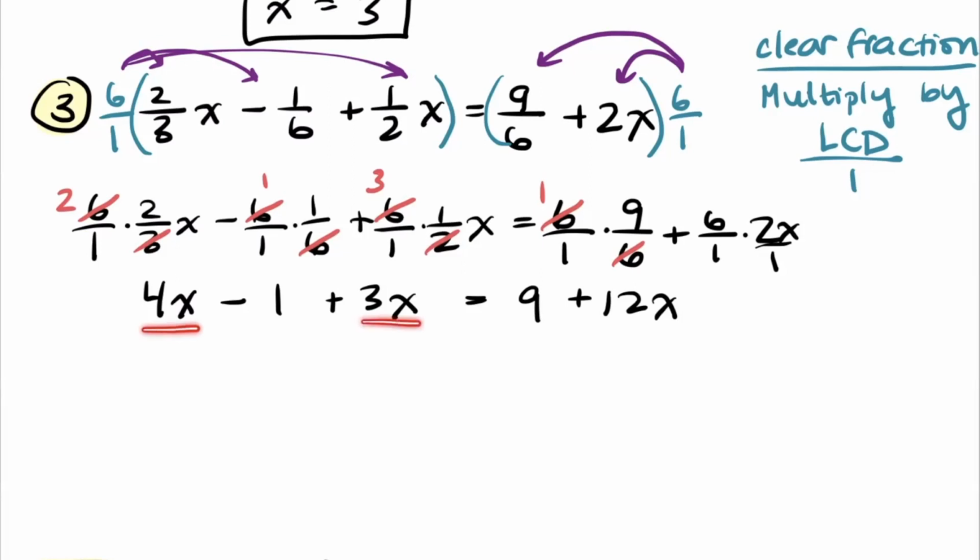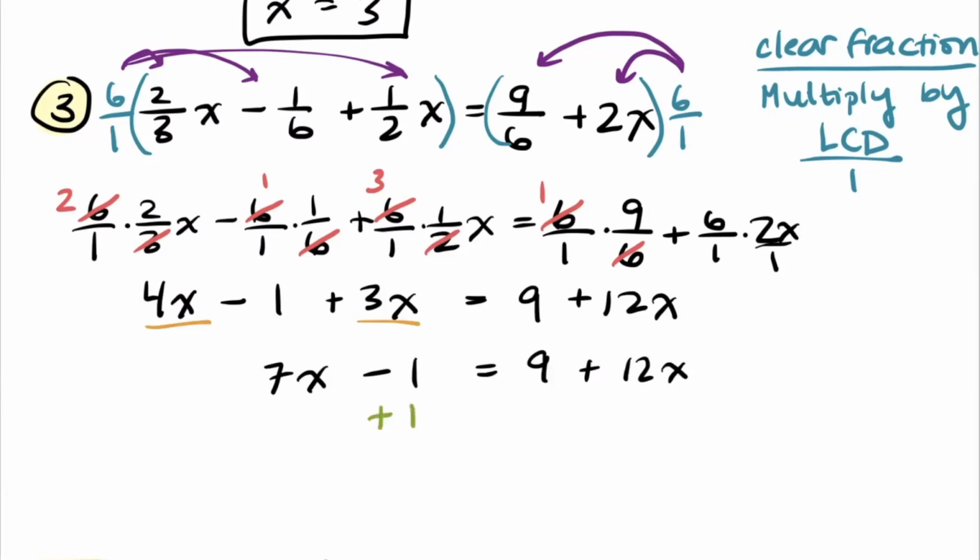So I've got 4x and 3x. I can add those together, right? Those are like terms, so that gives us 7x, then minus 1. Nothing to combine on the right side, so we'll leave it like that. Then I want to get the numbers together on the right side and the x's together on the left side.